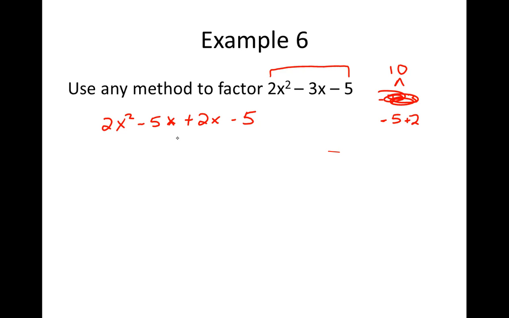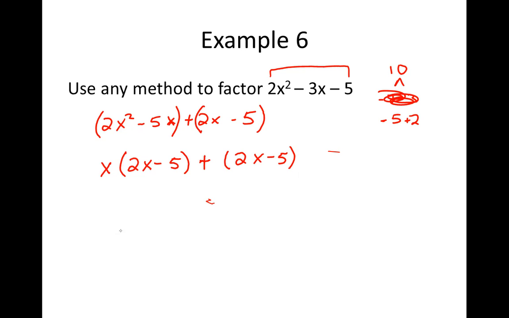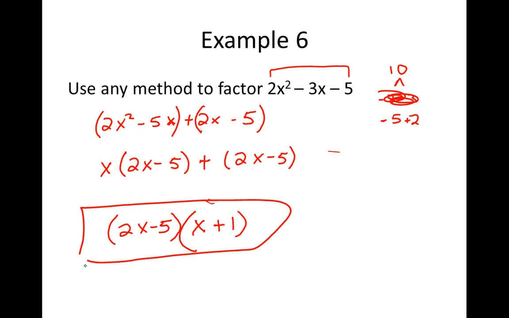And let's group it up. So I can pull out an x from this first one, and I'm going to be left with 2x minus 5 plus, I already have a 2x minus 5 there, nothing to factor out. So pull out your common factor of 2x minus 5, and then you're left with an x plus 1. Again, you should always multiply these back out when you have time on a test to make sure you get your original expression.